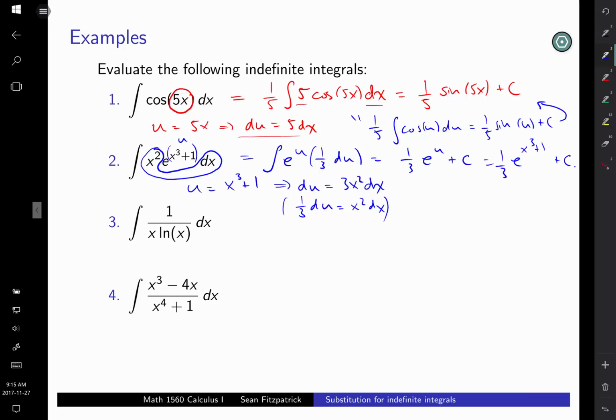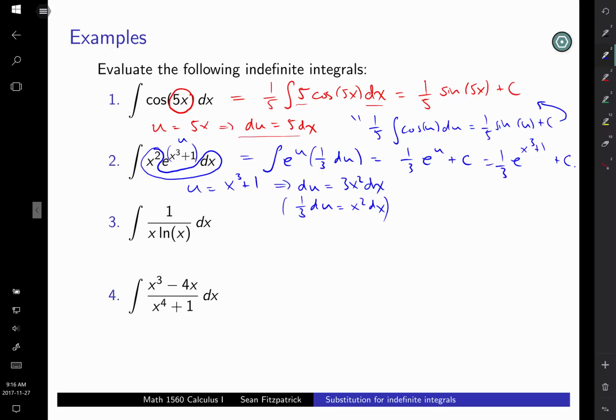Alright, let's try a couple more. The third one, it's not so obvious what your substitution should be. Right? There is no composition. Is there a composition? Well, okay, there sort of is, but it's not jumping out at us. So the other thing that we might look for is, do we see one function whose derivative is sitting elsewhere?